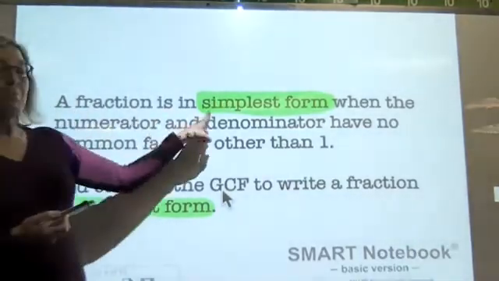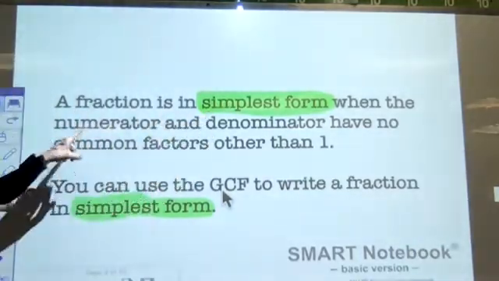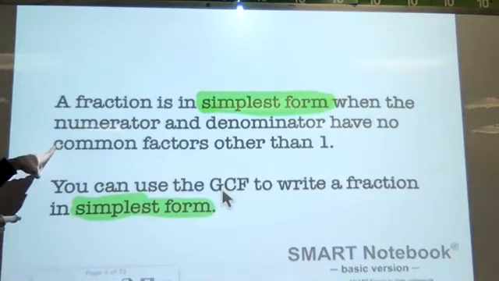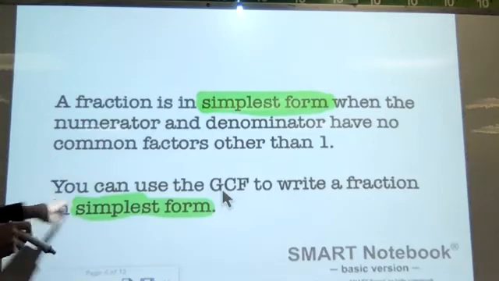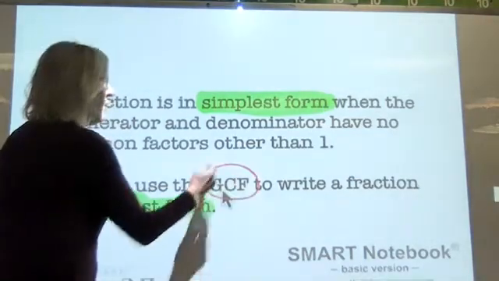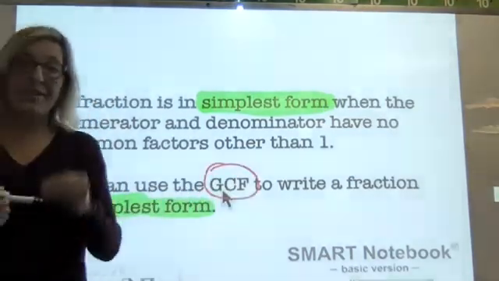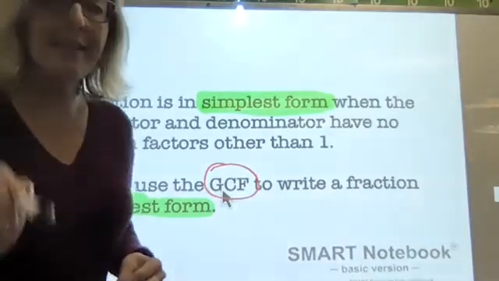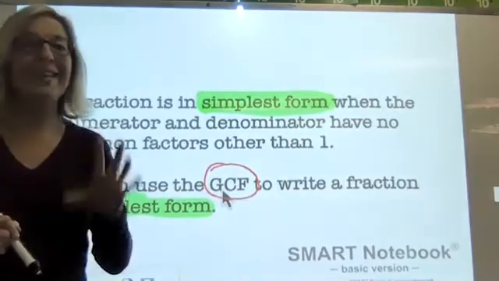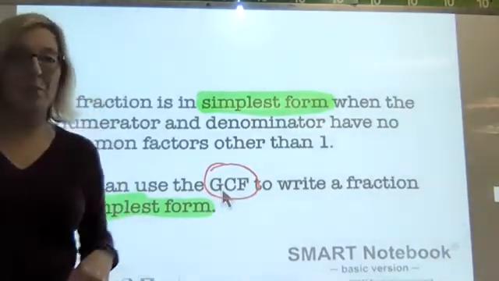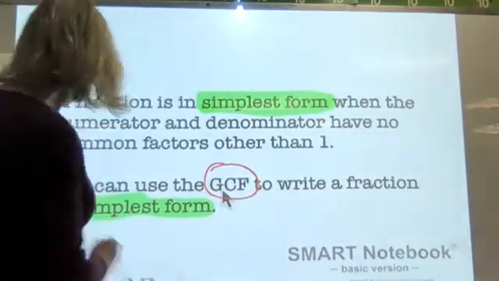Fractions are in simplest form when the numerator and denominator have no common factors other than 1. And if we use the greatest common factor to divide the numerator and denominator, then we will end up with simplest form, which is something we're going to want to do a lot of. And so that's why we're talking about that today.